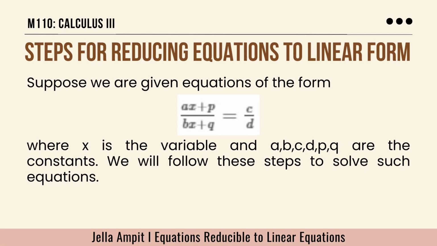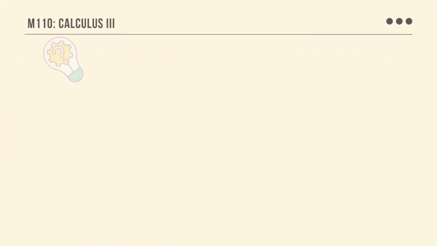Suppose we are given an equation of the form ax plus b over px plus q is equal to c over d. So we let x as the variable and letters a, b, c, d, p, and q are the constants. We will then follow these steps to solve such equations. So we have the 4 simple and easy steps.